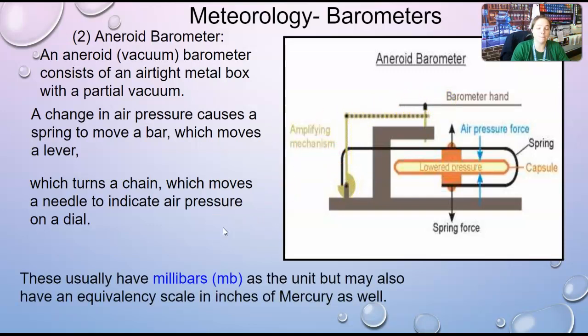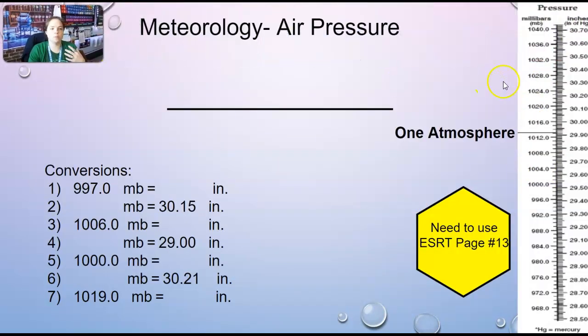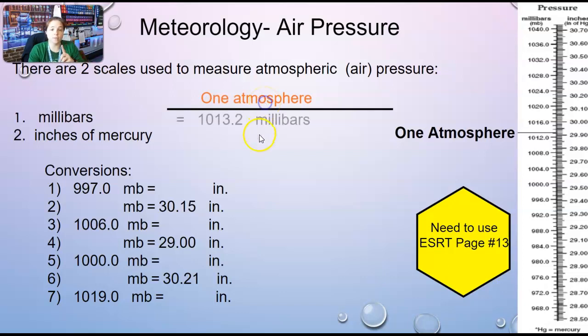These are usually in millibars, mb, as the unit, but it may also have the equivalency scale of inches of mercury. So you're going to see, right here, again on page 13, two scales. We have the millibars and inches of mercury. So 1 atmosphere equals 1013.2 millibars and 29.92 inches of mercury.